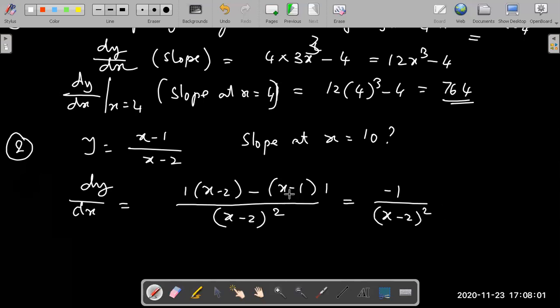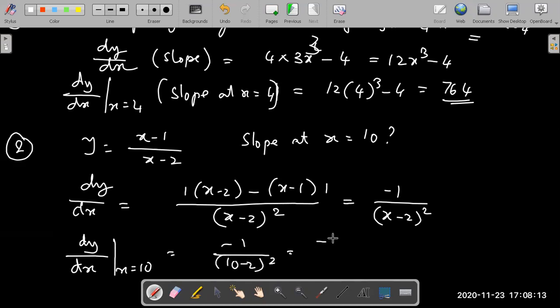Because x gets cancelled, then you have minus 2 plus 1 is minus 1. So dy by dx at x equal to 10 equals minus 1 divided by (10 minus 2) whole square. That is minus 1 by 64. So that's the slope.